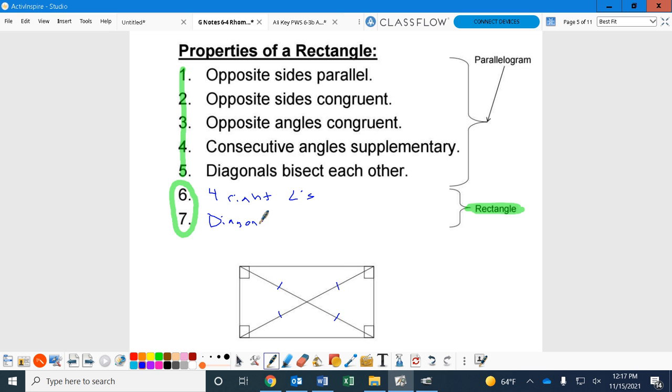Diagonals are congruent. You can use the symbol or the word. I don't care, guys. Symbol or the word. Diagonals are congruent.